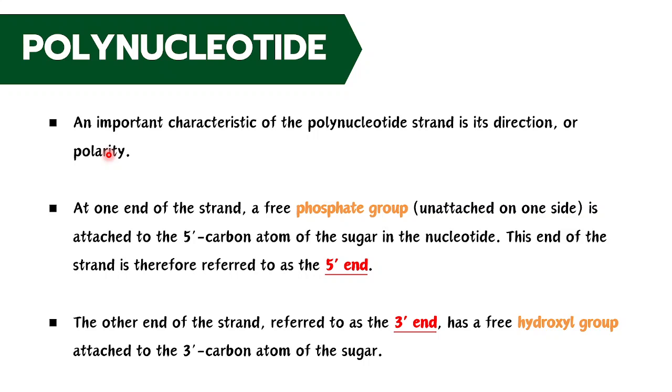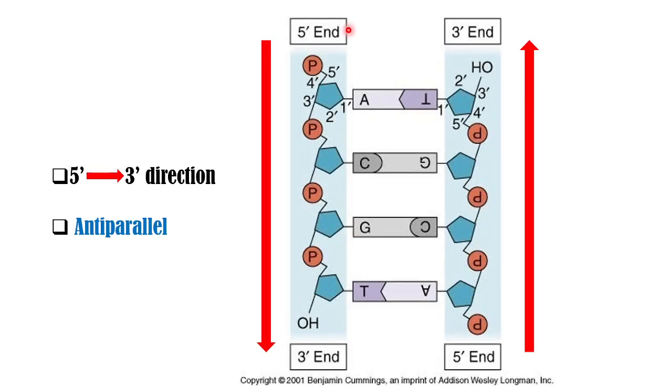And in looking at your polynucleotide strand, we will use this symbol nga 5' end to 3' end. Now, nganong ing-ani man ang ilang pangalan, ma'am? We have a 5' end and a 3' end. So, at one end of the polynucleotide strand, class, there is a free phosphate, and that is unattached on one side. And this free phosphate is attached to the fifth carbon atom of the pentose sugar in the nucleotide. So this end of the strand is referred to as the 5' end. So here, di ba, we have two polynucleotide strands.